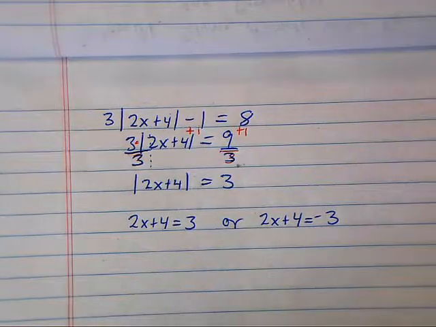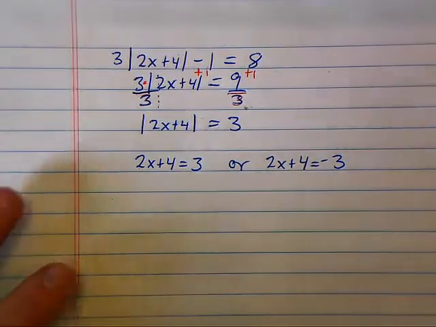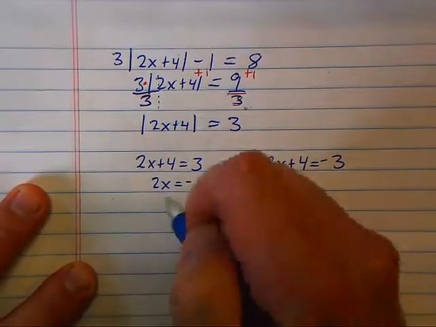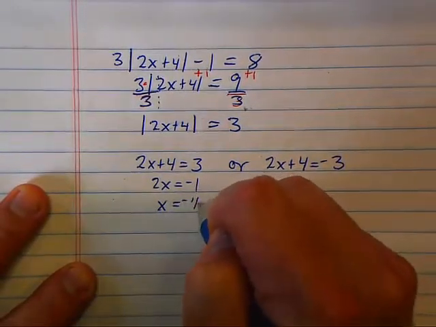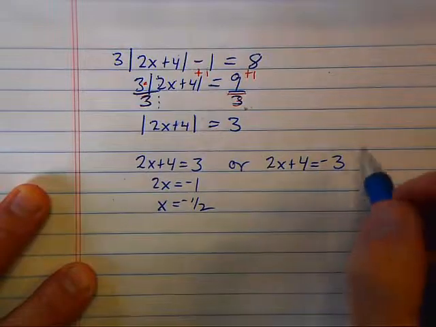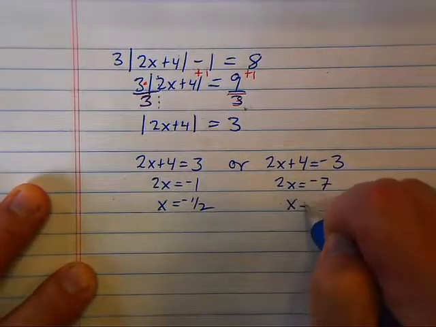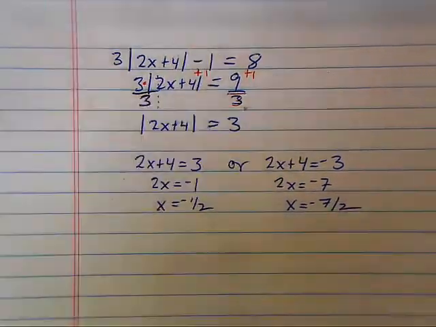And now we have two very simple little equations to solve. We should almost be able to do these in our sleep at this point. Subtract 4 on both sides. 2x is negative 1. X is negative 1/2. And over here I subtract the 4. 2x is negative 7. X equals negative 7/2.